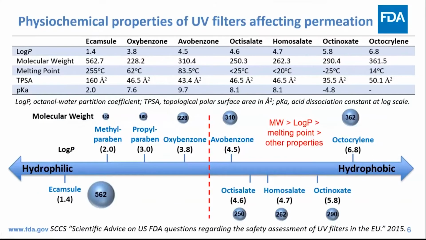This table shows you the UV filters that we studied, and they all have distinct physical chemical properties, including hydrophobicity, molecular weight, melting point, etc. And their hydrophobicity, as indicated by the log P values, ranges from 1.4 to 6.8, and molecular weight ranges from 200 to almost 600 Dalton, indicating that some of them are more skin permeable than the others.